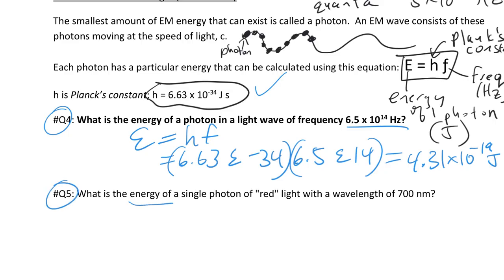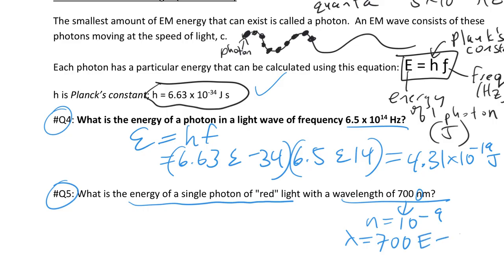What is the energy of a single photon of red light? Wavelength is 700. Now, I kind of threw a detour on you. n stands for nano, and it's 10 to the negative 9. I will give you that on the equation sheet. So the wavelength is 700 nanometers, which would be 700 times 10 to the negative 9. Okay, so now I have the wavelength.